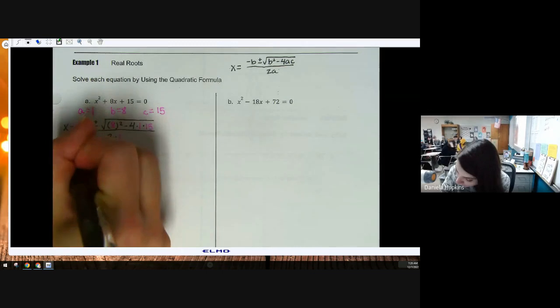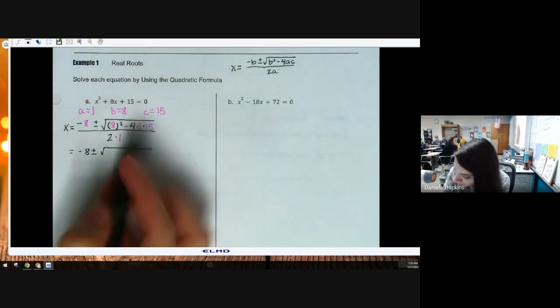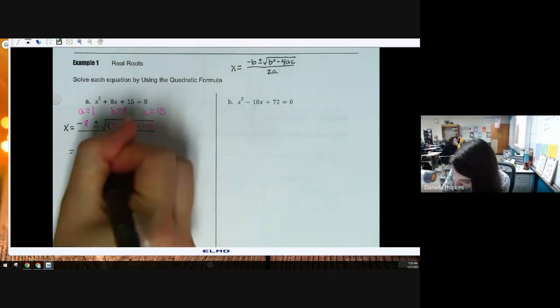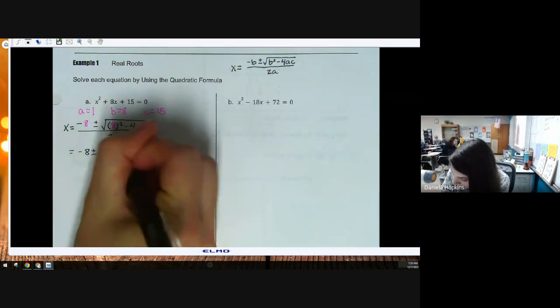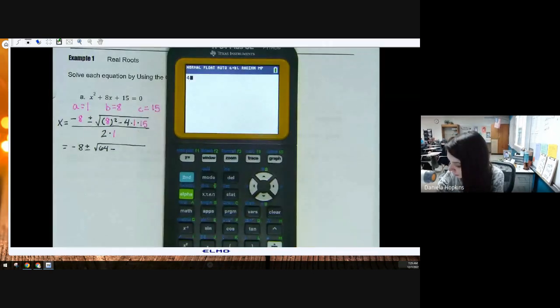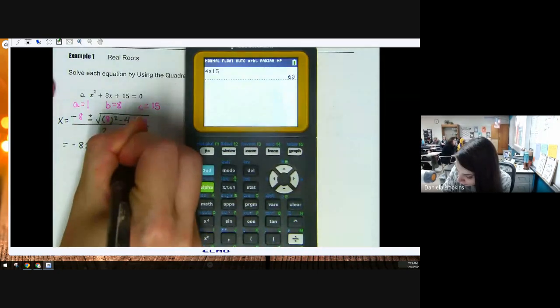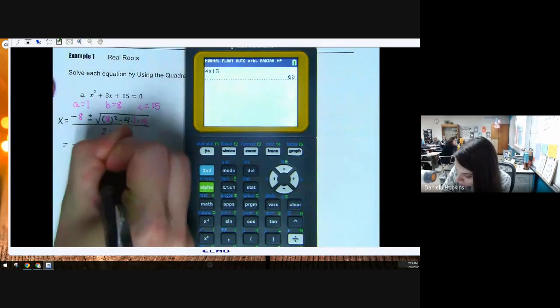So now I'll start simplifying. I have -8 plus or minus the square root of what's 8 squared? 64. Minus, and then this will be 4 times 1 times 15, really 4 times 15, which is 60, all over just 2, right?